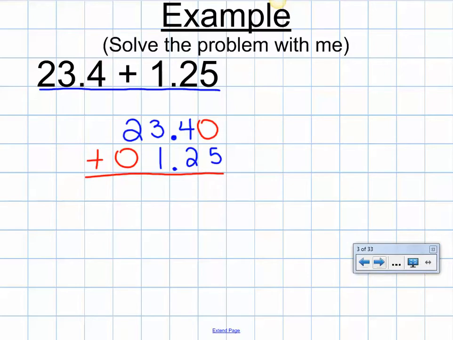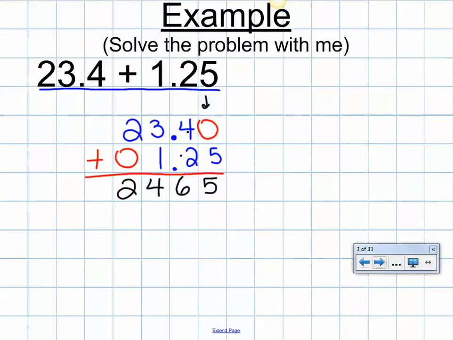Step 3 says add or subtract from right to left as you would with whole numbers. So I'm going to start over on the right-hand side, right here, and add together like I would if they were whole numbers. 0 plus 5 is 5. 4 plus 2 is 6. 3 plus 1 is 4. 2 plus 0 is 2. Again, I'm going to pretend they're whole numbers and just add them together without a calculator.